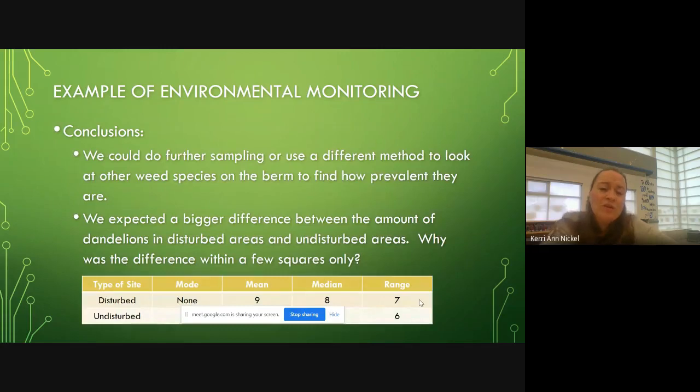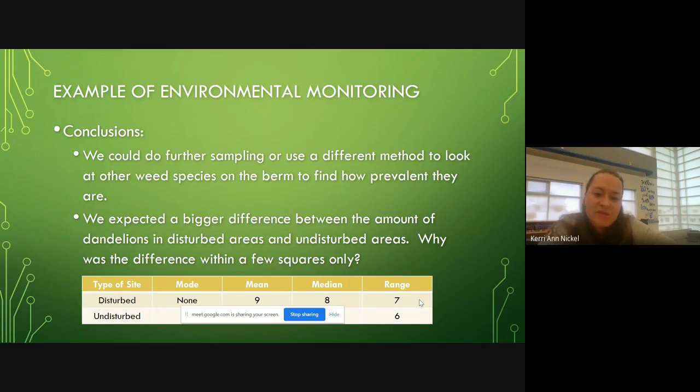And we could do further sampling, or we could use a different method to look at other weed species on the berm to find out how prevalent they are. So we could do a transect method of monitoring. We could monitor at different times of the year. So maybe dandelions come out first, but then maybe they die off later. We could take a look at, again, what other kinds of weed species are there.